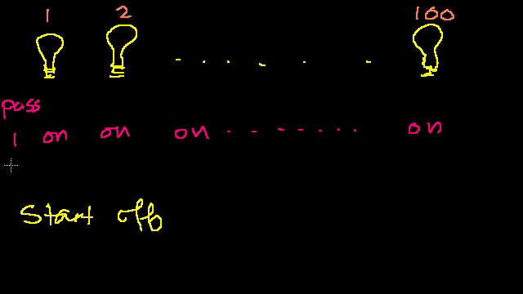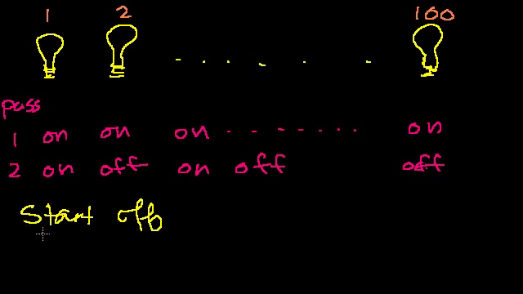And then in pass 2, I'm going to switch only every other light bulb. So for example, I won't switch light bulb 1. I'll only switch light bulb 2. So light bulb 1 will stay on. Light bulb 2 will be off. Light bulb 3 will be on. Light bulb 4 will be off. Essentially every light bulb whose number is a multiple of 2 will be switched. So 100 will be switched, so that'll also be off.